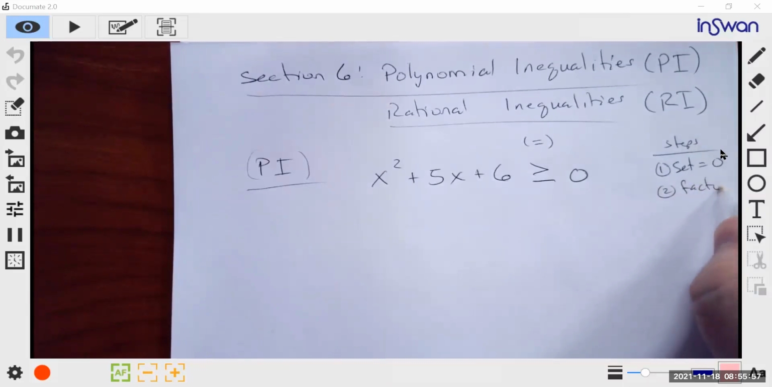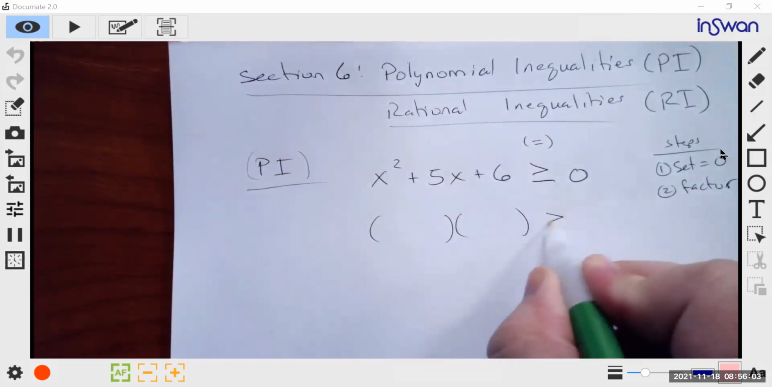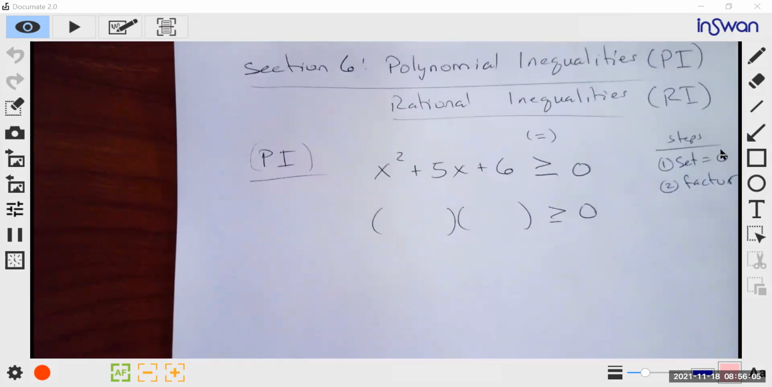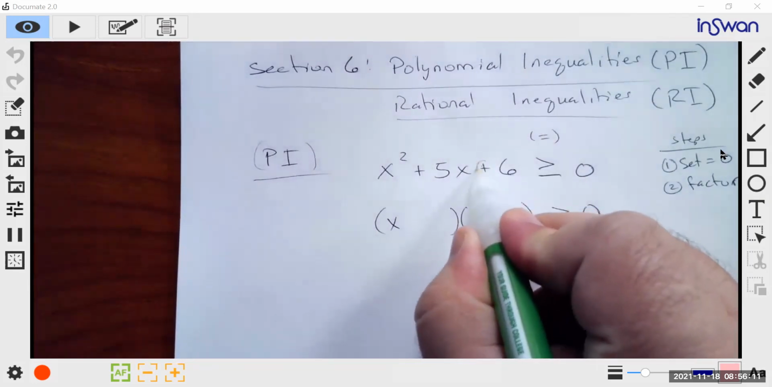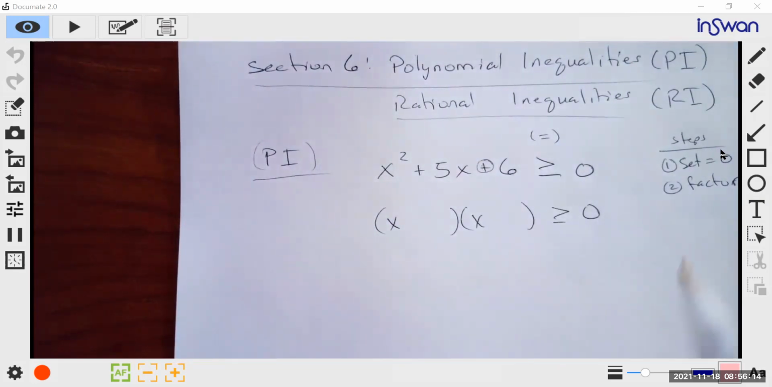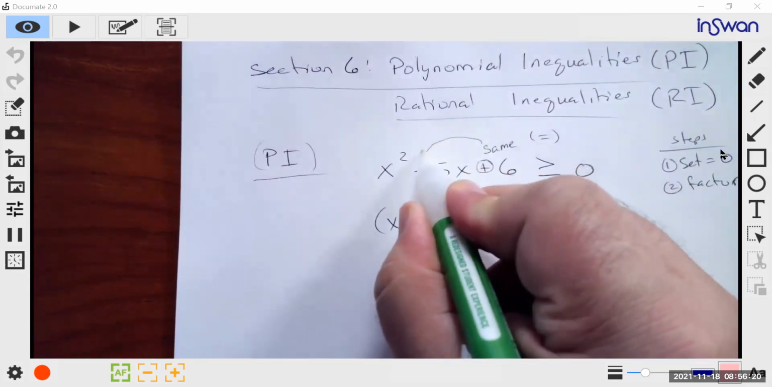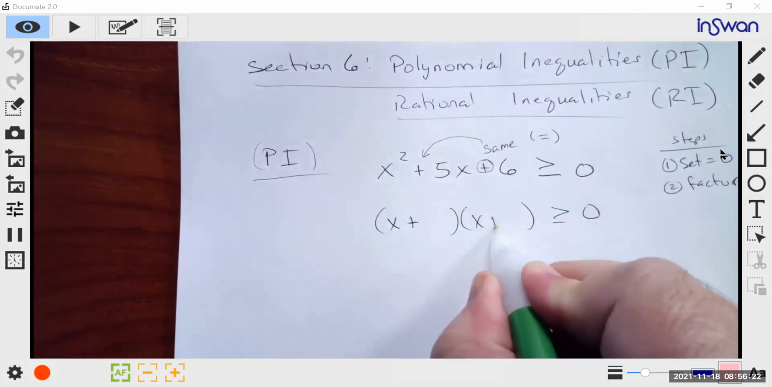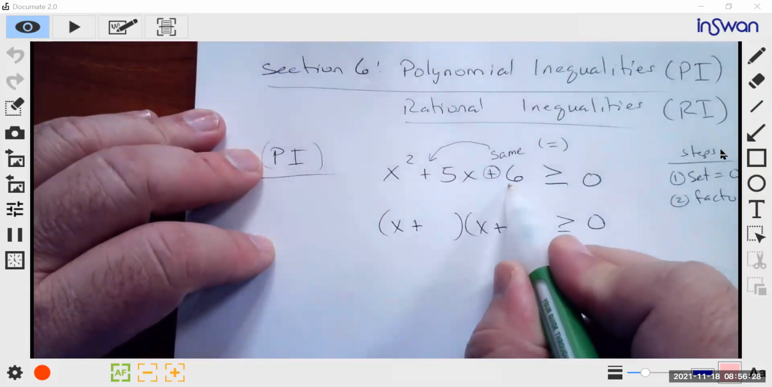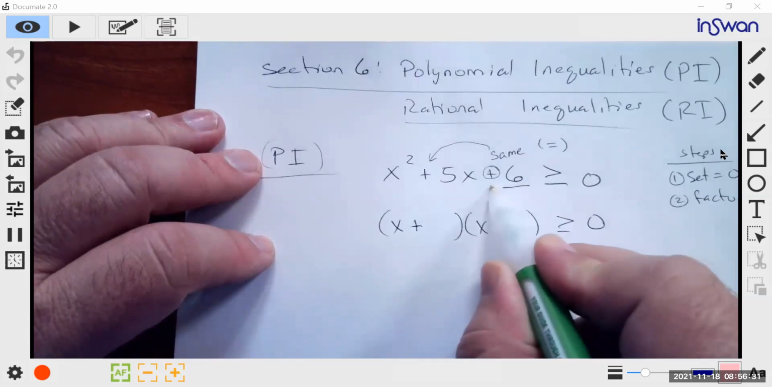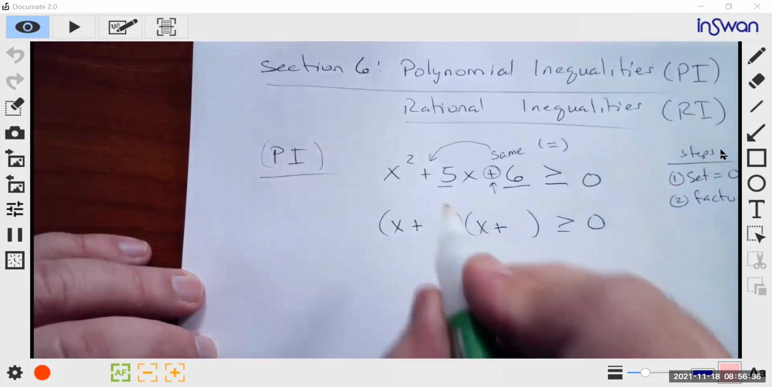Second step, factor it. We have x and x. The second sign's a plus. What does that mean? The signs are the same. They're the first sign, so they're both pluses. What times what is 6? When you add them, you get 5. 2 and 3.